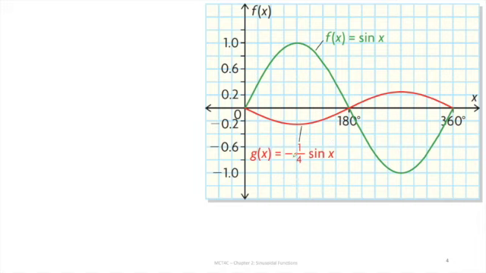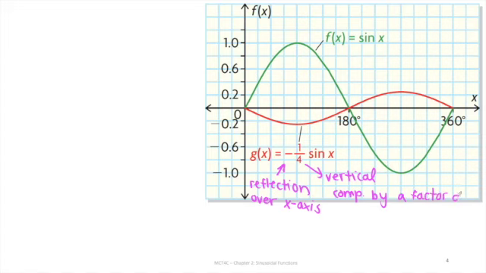So again, we have a negative. So that negative means that it is a reflection over our x-axis, and that is a vertical compression by a factor of a quarter. Notice that I only put a quarter there. I don't put a negative a quarter because the negative is taken care of when you say that reflection. Okay, so just be careful there.